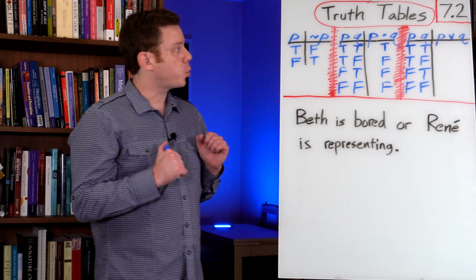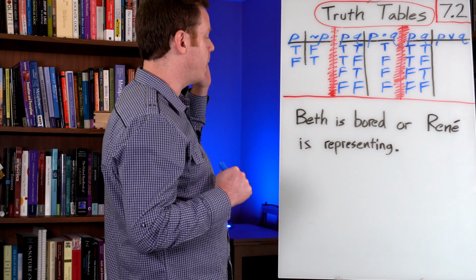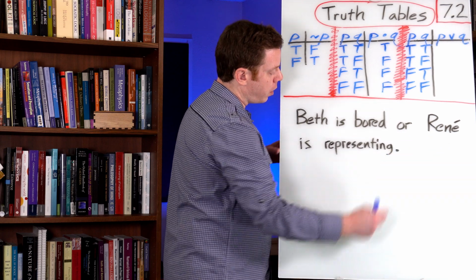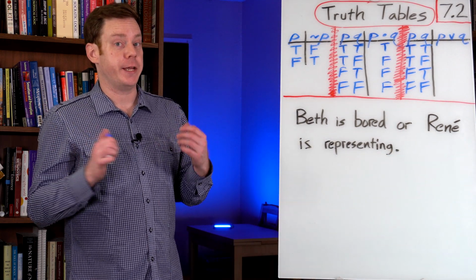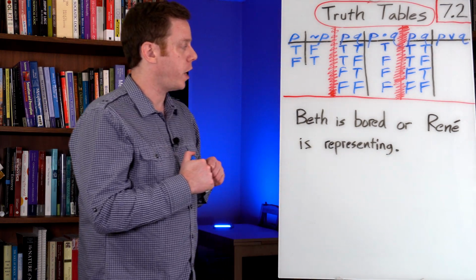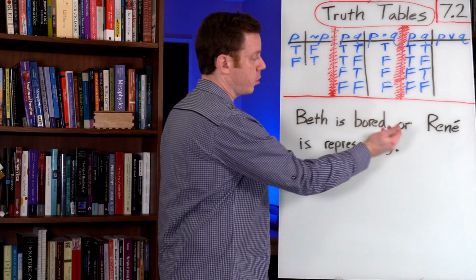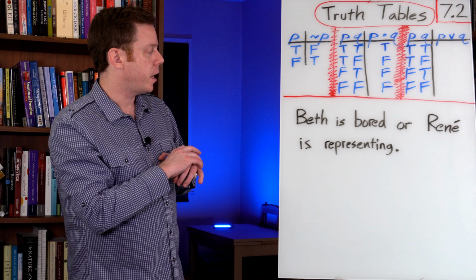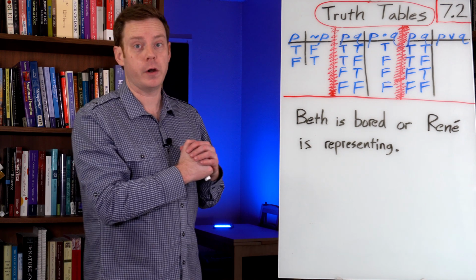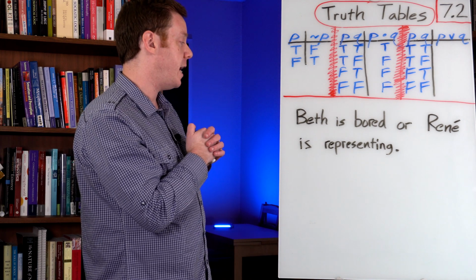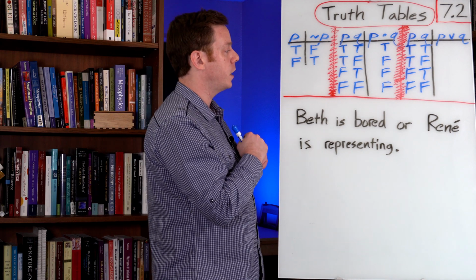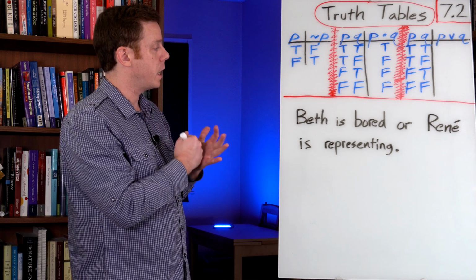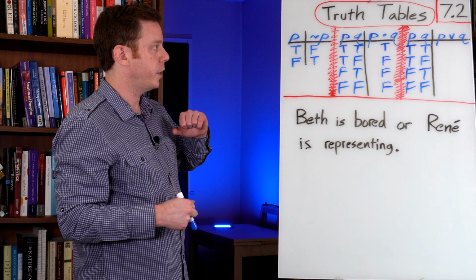Disjunction. This one is also a little bit complex. So take, for example, Beth is bored or Renee is representing. Now, of course, we're going to interpret this either-or as inclusive. So it's possible that it's true that Beth is bored and it's true that Renee is representing. It's not that only one can be true. They could both be true. This is just saying at least one is true.